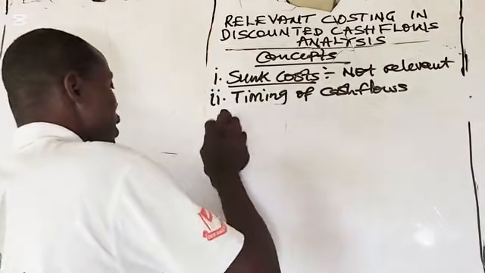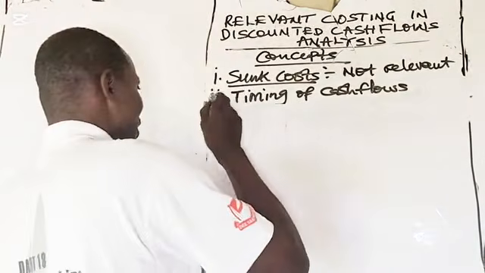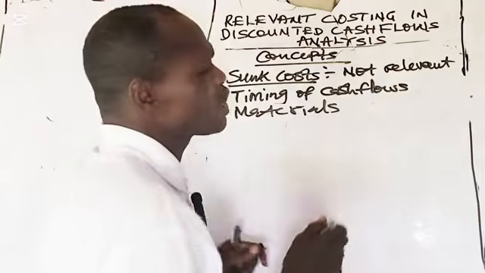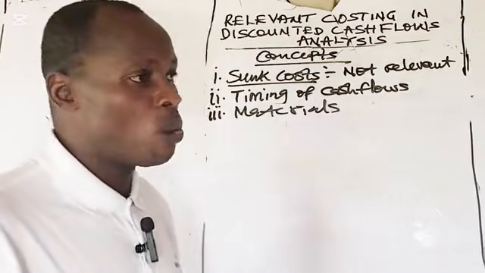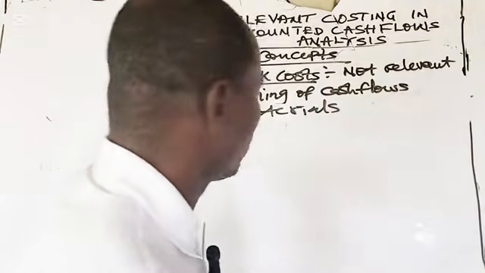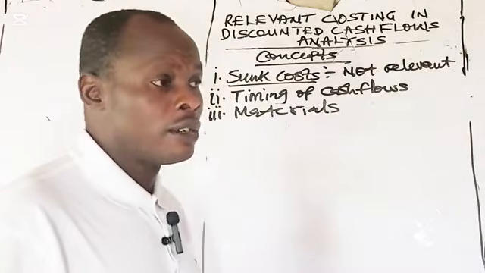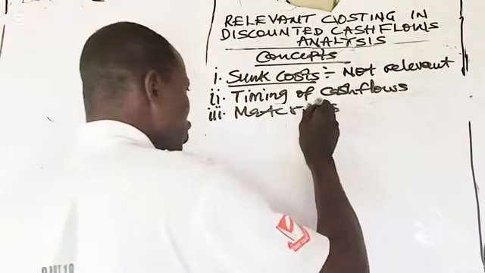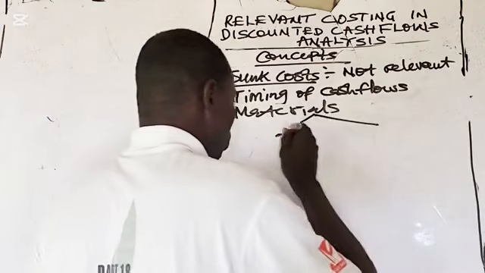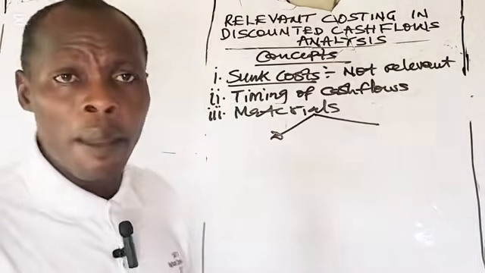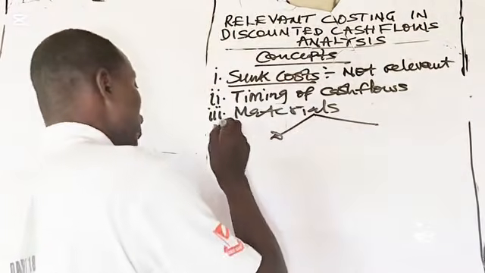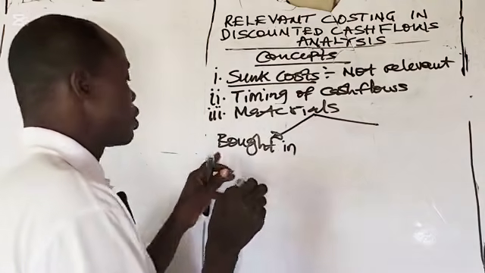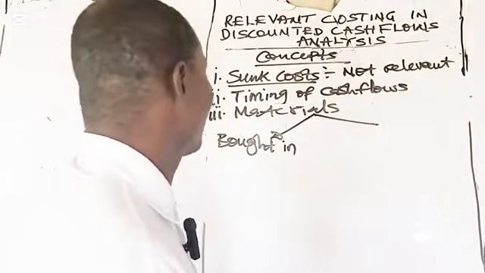Then the third concept of relevant costs I want to examine is materials. Materials are the substances from which goods are manufactured. For our purpose, we will categorize the cost of materials into two. Some of the materials will be bought specifically for the project. Those materials, I will refer to as bought-in materials.